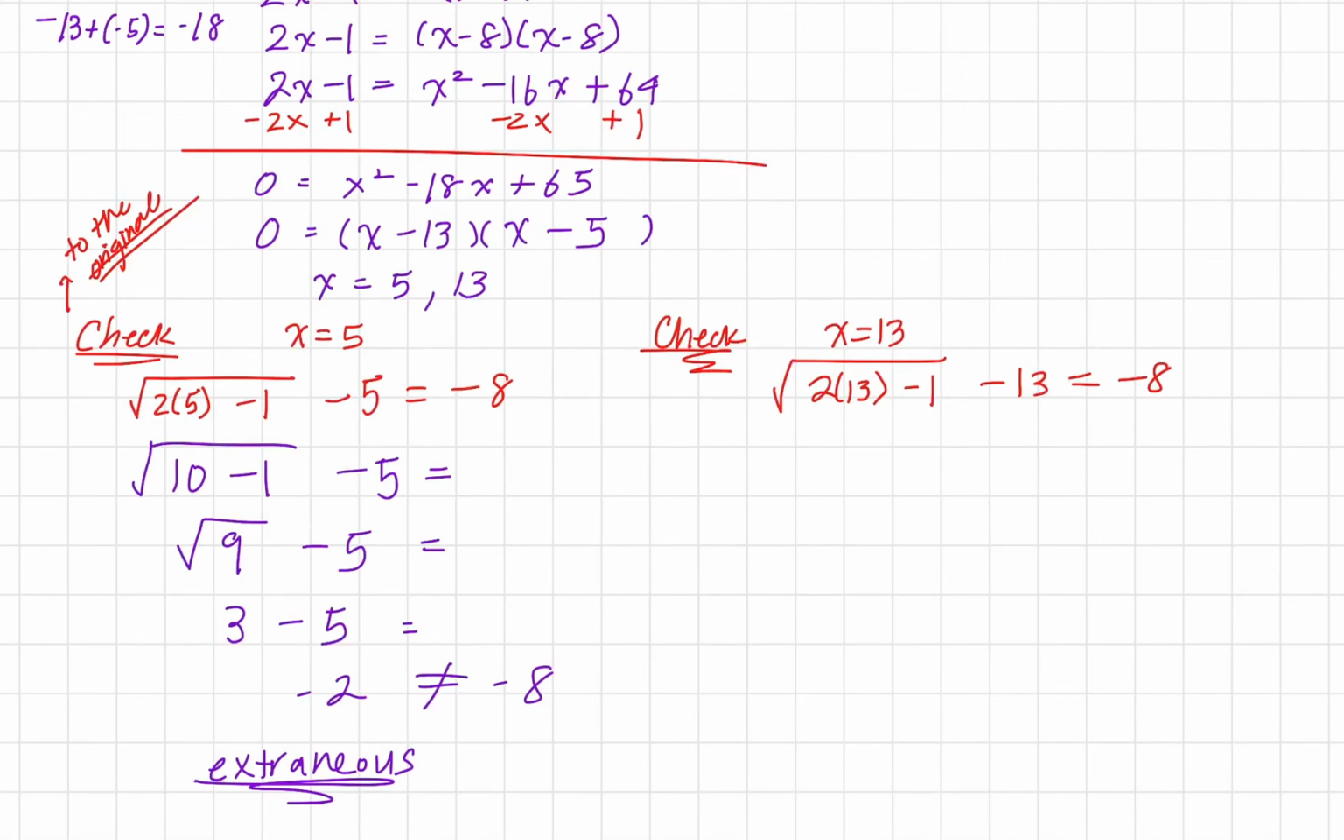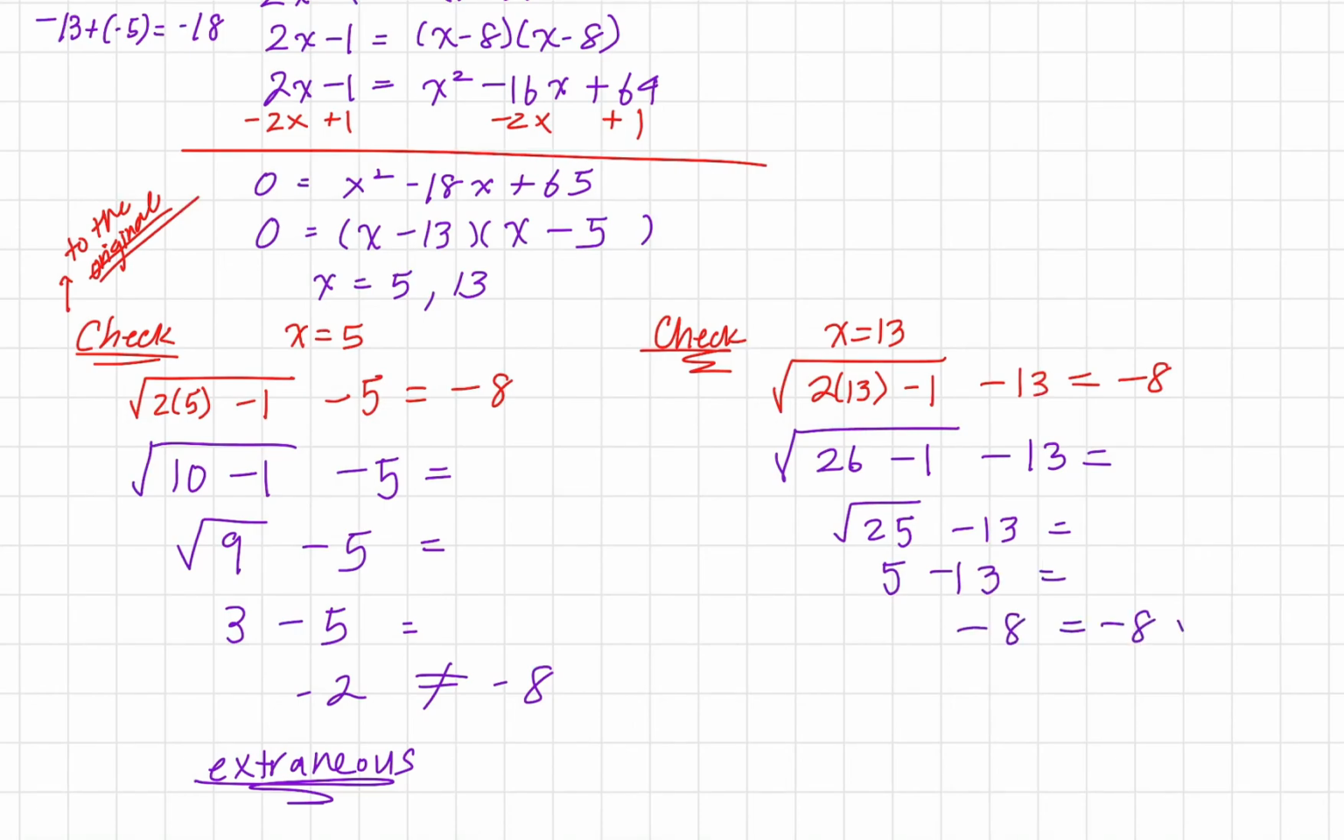Okay, so then now let's try x equals 13. Hopefully this one is. 2 times 13 is 26. So 26 minus 1. Let's see if that's equal to negative 8. Square root of 26 minus 1 is square root of 25 minus 13. And square root of 25 is 5. And 5 minus 13 is negative 8. Check. Therefore, x equals 13 is my solution. I'm going to say my solution. In box, only that solution.